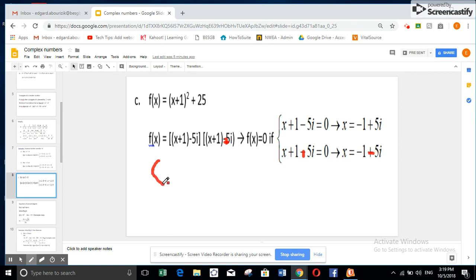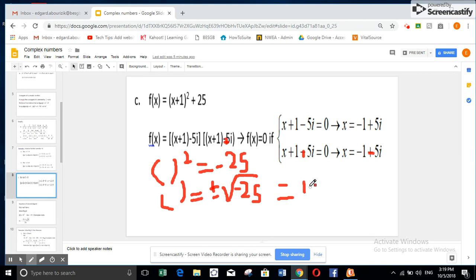Okay, if you want to solve it by another method, you can put the square equal to −25. If you remove the square, you all know you're going to get plus or minus the radical of −25, and the radical of −25 will be plus or minus 5i. So what will x be? So x will be −1 + 5i and −1 − 5i.